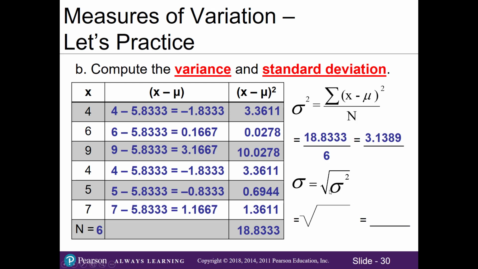So what we have to do is take the square root of our variance. We're going to take this 3.1389, plug it under our square root, and then plug that into our calculator, and we get a standard deviation of 1.7717. In other words, we're describing that the variation in flights between our executives is 1.7717.